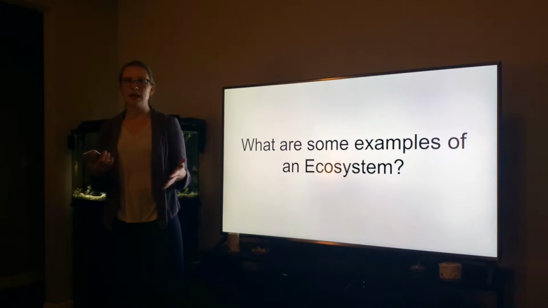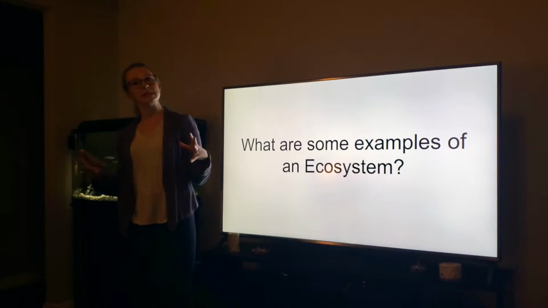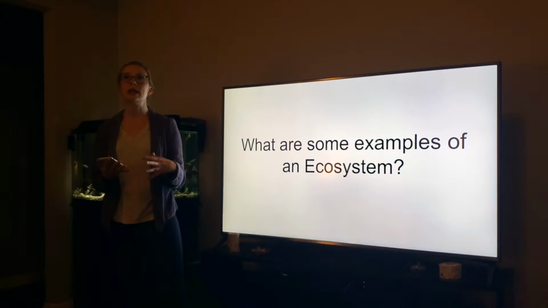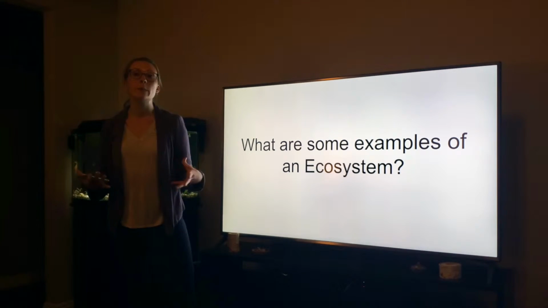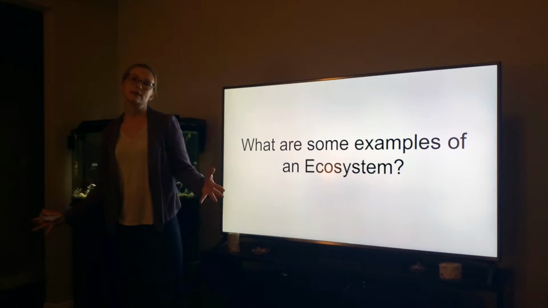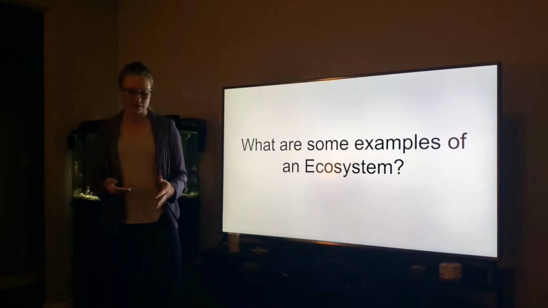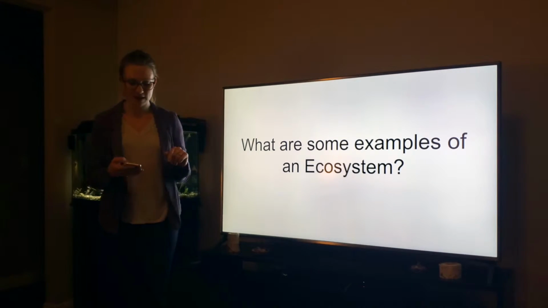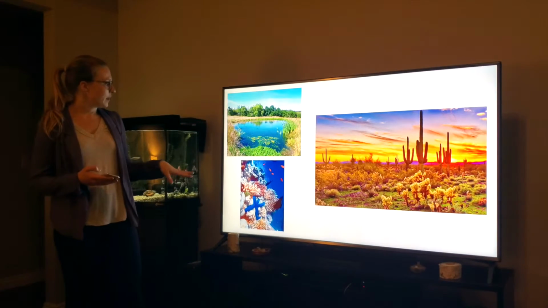Different things. Like the video was saying, ecosystems can be small, like a fish tank at home, or ecosystems can be large, like a whole forest that works together and is part of an ecosystem. So very good example, thank you. And here are a few pictures that we got.